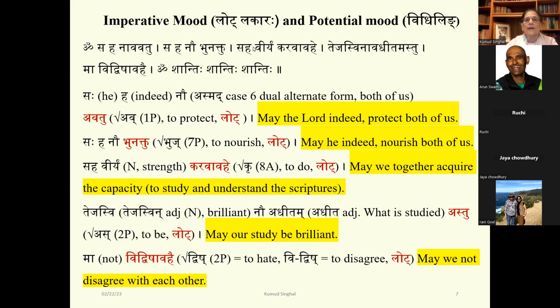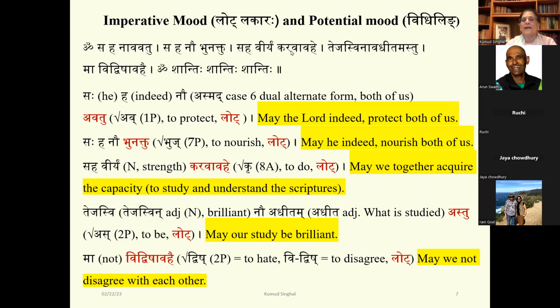Now here, again, saha nau bhunaktu. So bhunaktu again is a lot lakara form. The dhatu is bhuj, it belongs to the 7th group, and it is a parasmaipadi dhatu, and it means to nourish. So may he, meaning the Lord, may he indeed nourish both of us.